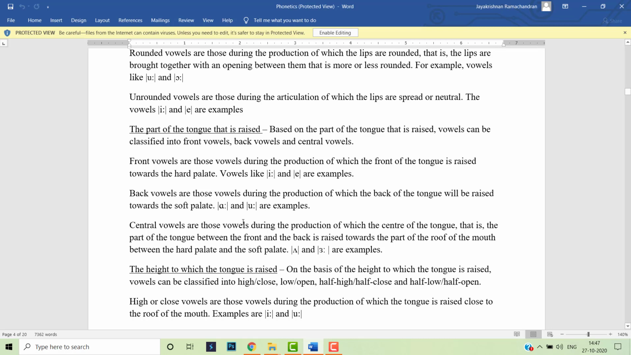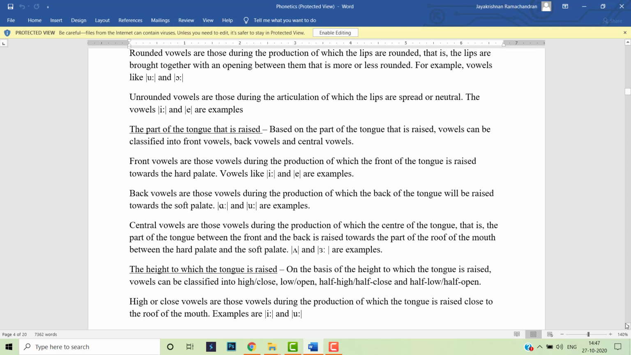Now, രണ്ട് examples ഇവിടെ വന്നിട്ടുണ്ട്: ah and oo. Okay, so when you say ah, like in the word father, it is the back of the tongue that is raised. Now, likewise, when you say oo, it is the back of the tongue that is involved.